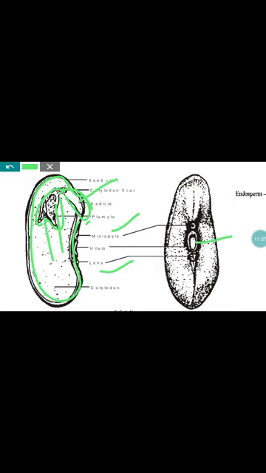So here, except for the seed coat, both the cotyledons and the primary embryonic axis are living. So this is with reference to the dicot seed. So, an overview.